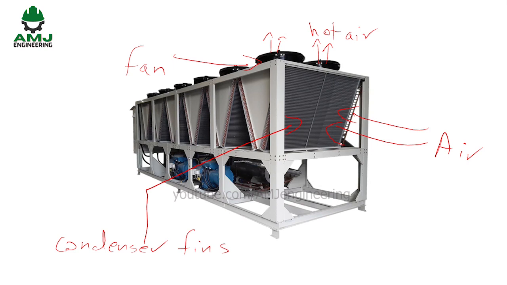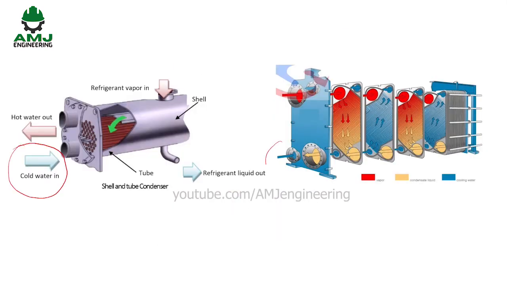On the other hand, water-cooled chillers use water to cool the refrigerant in the condenser. Water-cooled condensers are typically tube-in-shell or plate-type heat exchangers in which water from a cooling tower cools the refrigerant. The refrigerant and cooling water do not come in direct contact with each other. Rather, they flow in separate passageways within the heat exchanger, which are in close contact for efficient heat transfer.